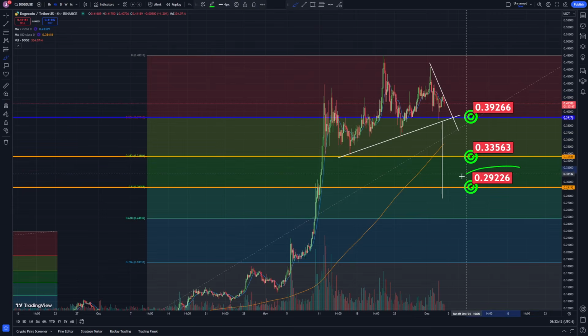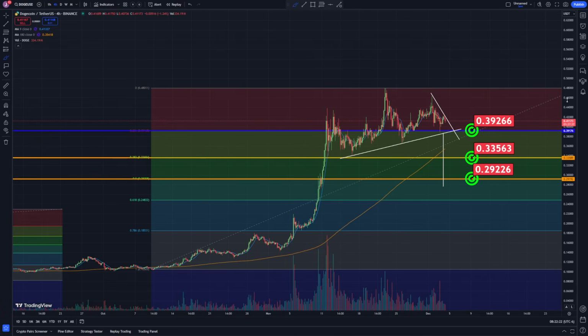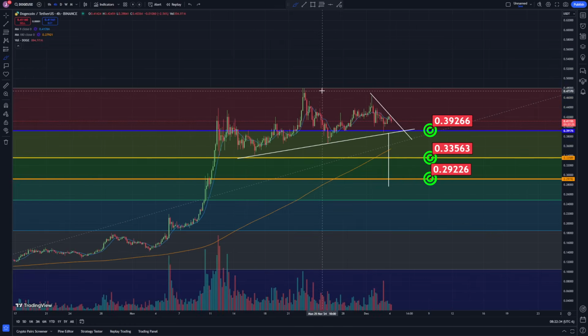.33563, and .29226. So yeah, going to the downside, in my opinion, that's what I'm kind of thinking right now. We've been having trouble pushing up in this area, and we're kind of just chilling in this zone right here. So until we break resistance going to the upside, or even this trend line.